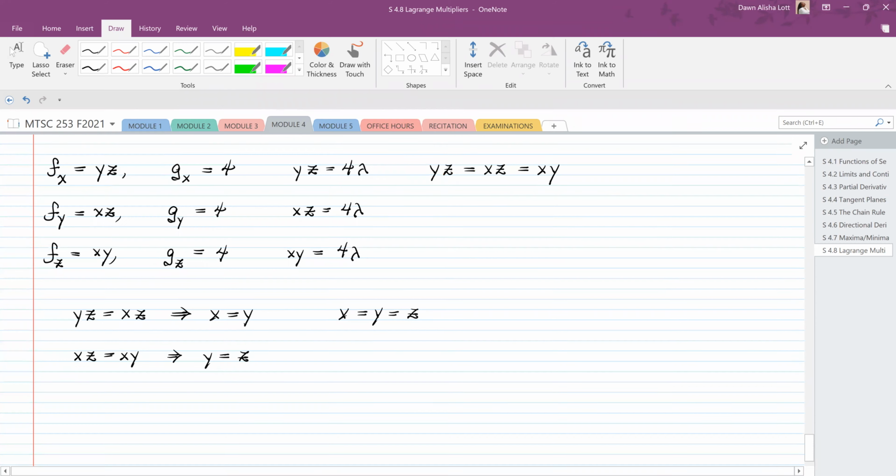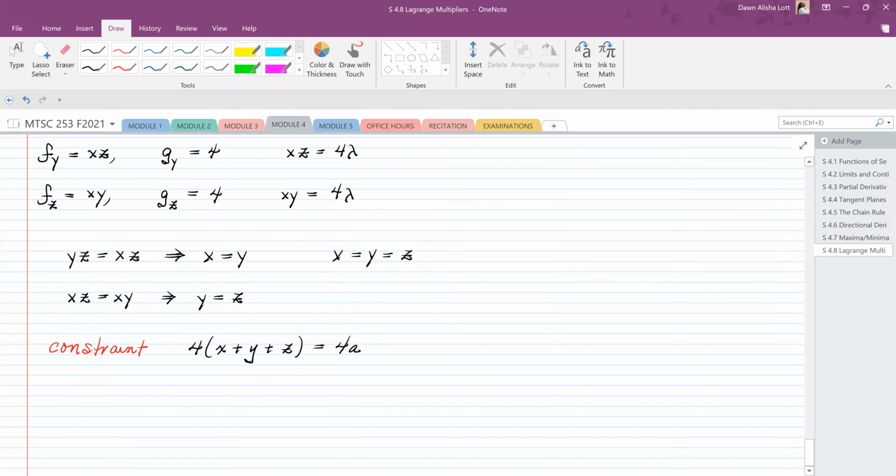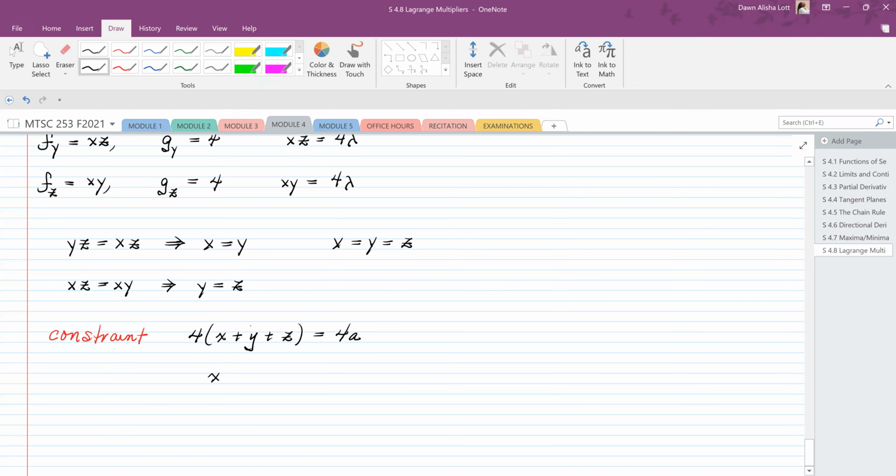So now I have my constraint. I have 4x plus y plus z is 4a. So that says x plus y, which is x, plus z, which is x, all equal a. So x is equal to a over 3.